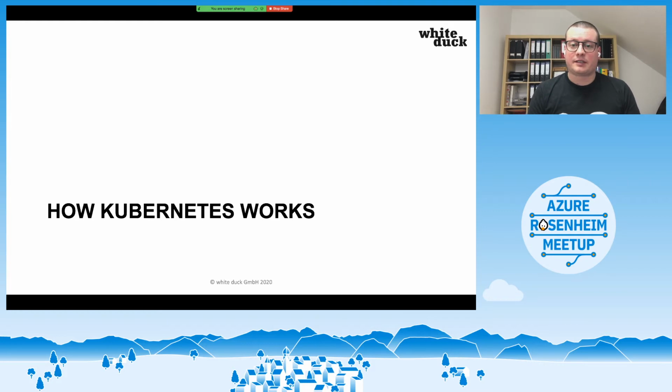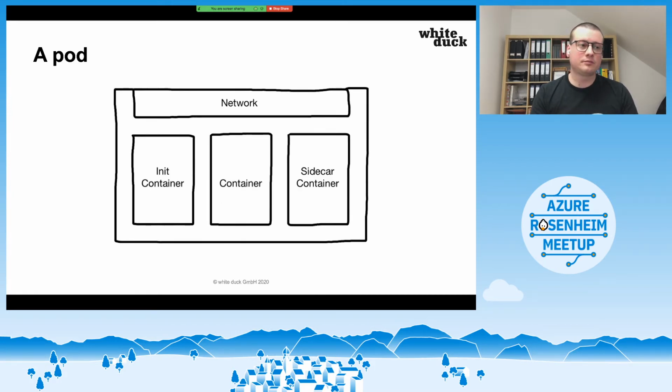So let me give you a small introduction about how Kubernetes works, so that you understand the basics. When we talk about Kubernetes workload, we do not talk about containers. The smallest instance we're talking about in Kubernetes is called a pod. And this is because a pod can run multiple containers, and most of the time it does. So let me give you some more details.